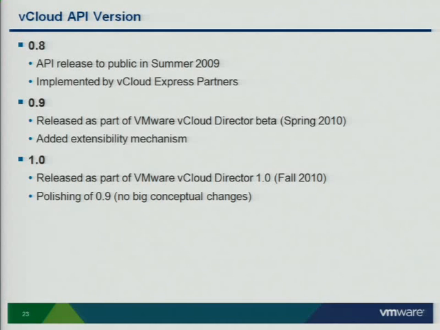The difference between 0.9 and 0.8 is that 0.9 adds an extensibility mechanism, and also polishes some of the concepts that we have in 0.8. Then 1.0 was released as a part of VMware vCloud Director 1.0 this week. It is a polish of 0.9, and there are no big conceptual changes compared to 0.9.